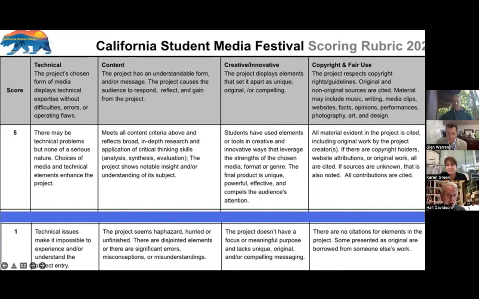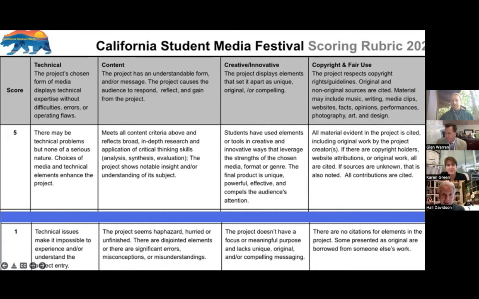The very worst is 1. We don't see very many 1s, but you can see on the rubric, it says technical issues make it impossible to experience or understand the project entry. So somewhere between 5 and 1, you'll score each of these areas. So that was the technical area.